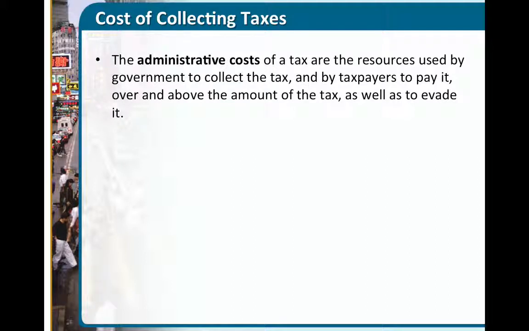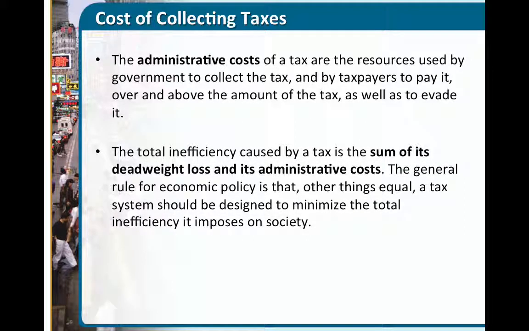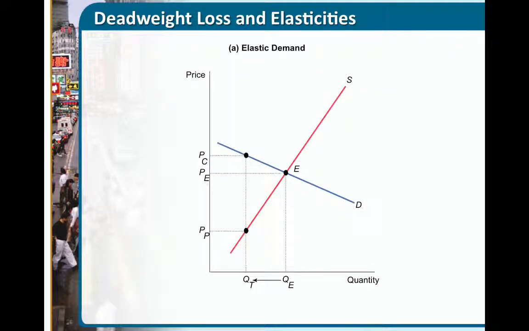There are also administrative costs, which are resources that the government uses to collect the tax. Taxpayers have to file it and pay it if it's an income tax. So there's not only the deadweight loss, there's the administrative costs. So taxes are pretty inefficient when you think about it, but they are necessary. And again, let's look at the deadweight loss and elasticities.